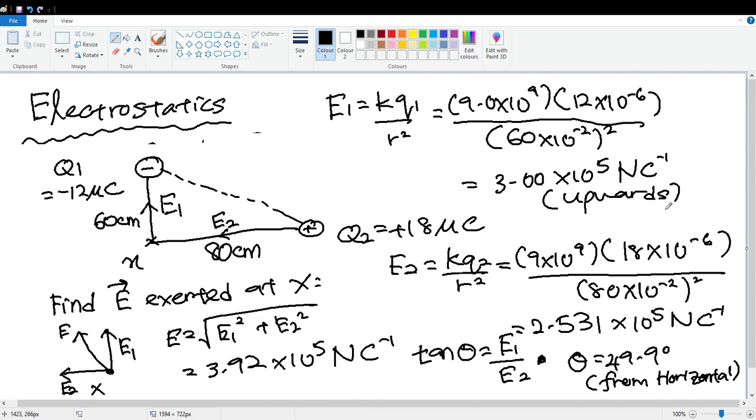So what we have done is finding out the magnitude and direction of the electric field strength. That's it for the parts on electric field strength. I think we stop here and we will continue the next parts in the next video.